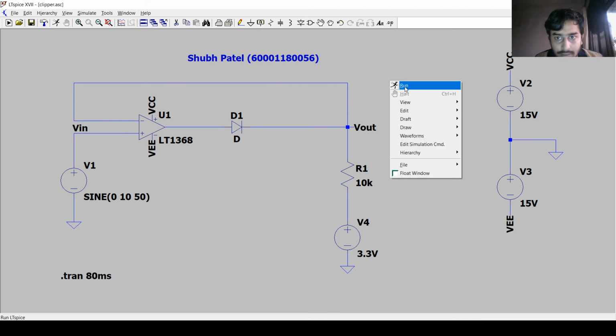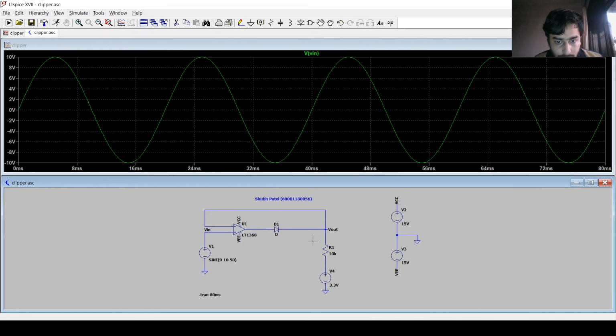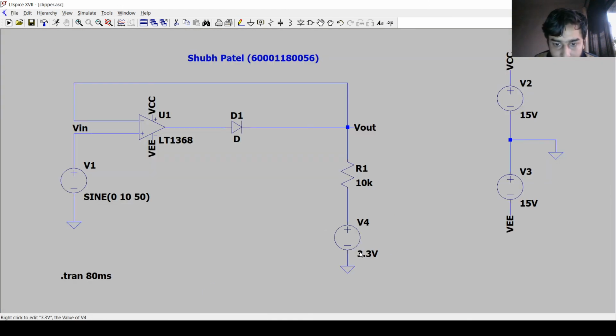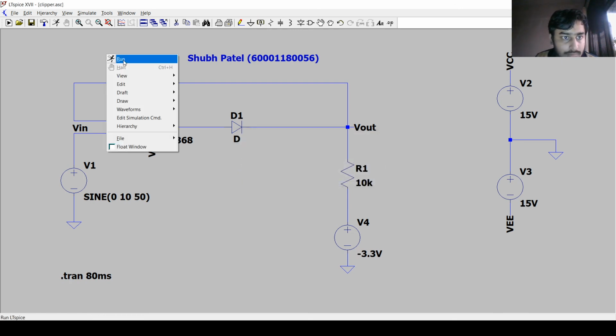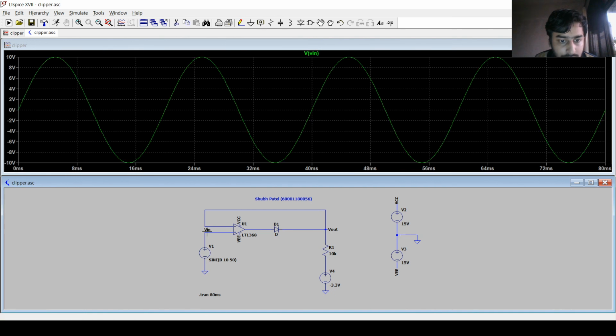So now let's see. As you can see, when the input voltage is greater than the threshold voltage, the output and input both are same. And when the input voltage, which is this green, is less than the threshold voltage, the output is equal to the threshold voltage. So now let's take for minus VREF. Now let's run this.